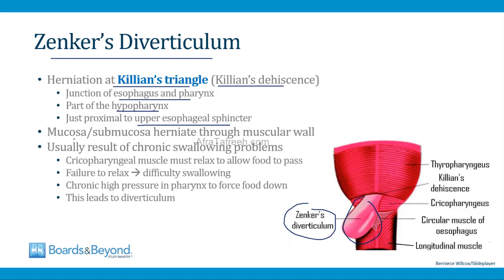What happens in Zenker's diverticulum is the mucosa and submucosa herniate through the muscular wall of the esophagus. And the reason this happens is usually because patients have chronic swallowing problems. If the cricopharyngeal muscle does not relax to allow food to pass, this will lead to difficulty swallowing, and patients will work harder and generate high pressures in the pharynx to force the food down, and over time this can lead to a herniation and formation of a diverticulum.